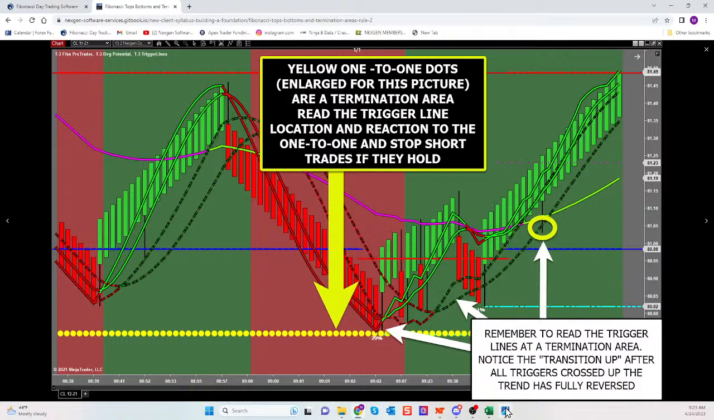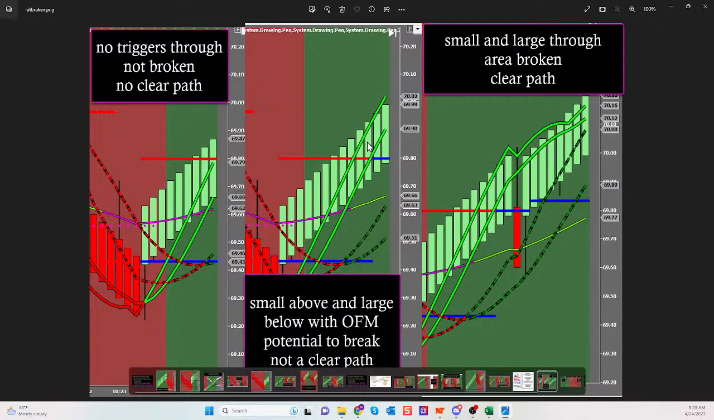There's going to be a look as you grow with the software when those small triggers begin to break through an area, whether it is support or resistance, but the large triggers haven't yet followed. There is no clear path. What we have here is with the momentum, the 6980 resistance has the potential to break. It has the potential to break because of the momentum. It becomes more powerful if it's coming from a strong top or bottom, but it's not a clear path.